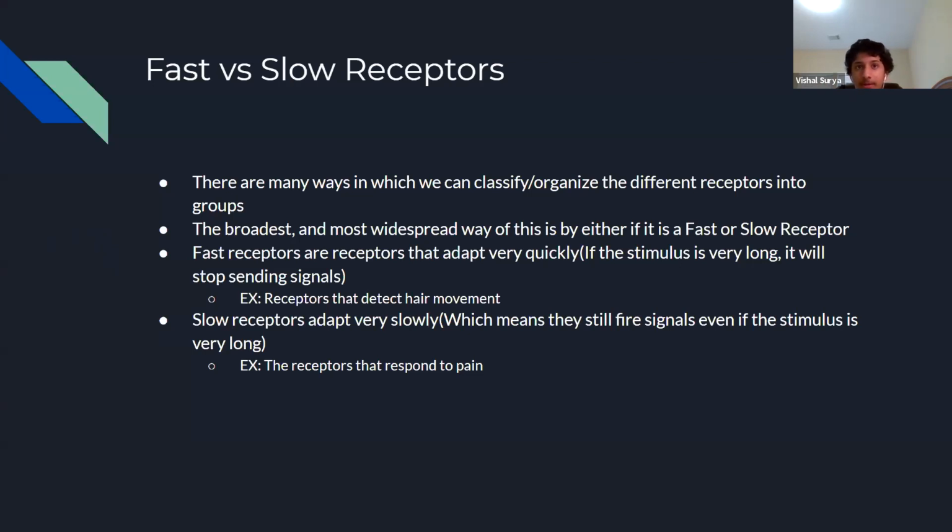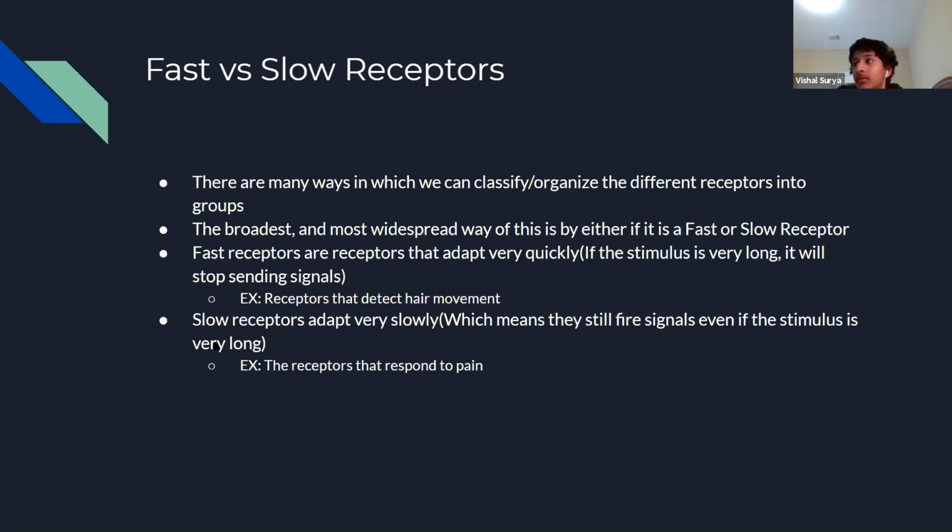I'll leave this slide up for a bit so people can take notes. This one, don't write down everything here. Just know that the fast adapt quickly, slow adapt slowly. Perfect, when your suit gets itchy, you get used to it over time because of the adaptation that's occurring.